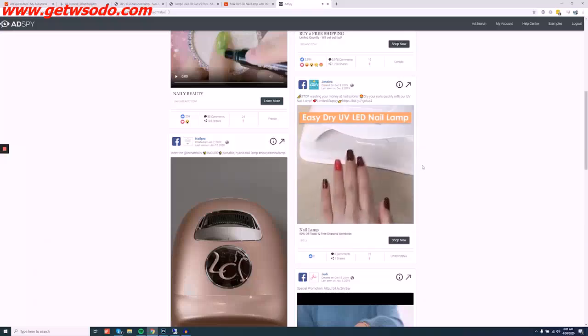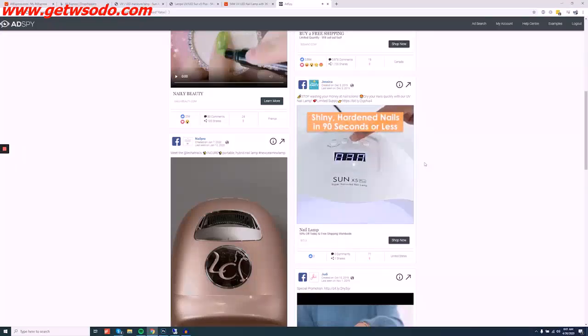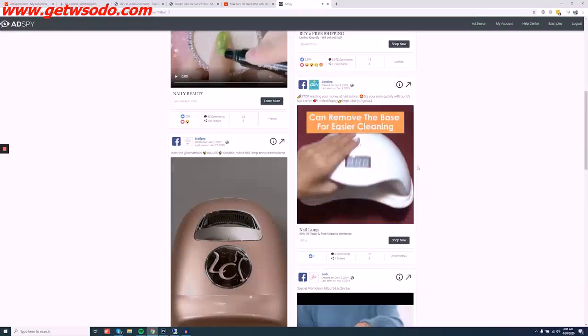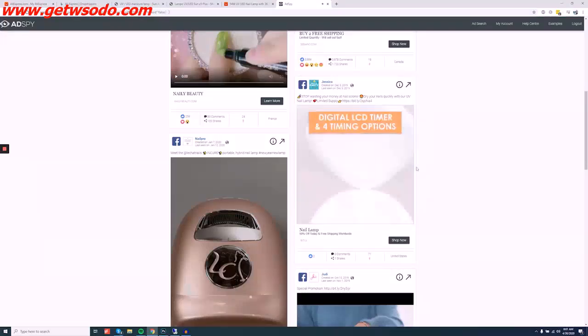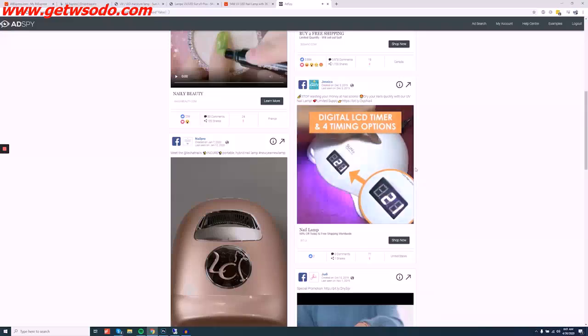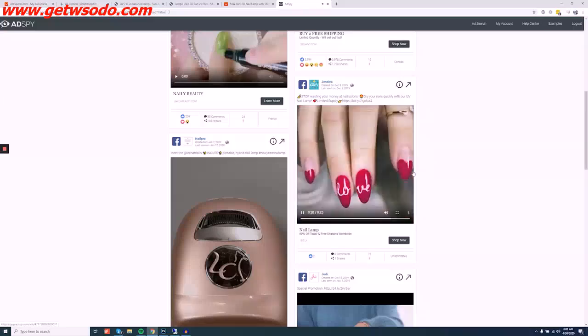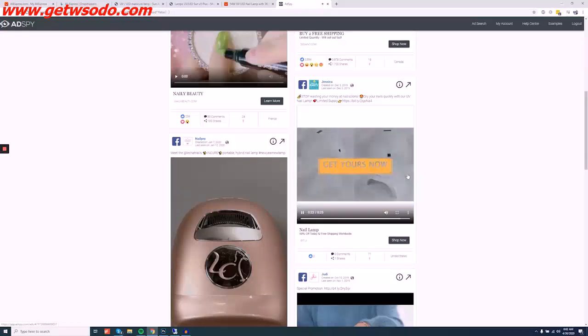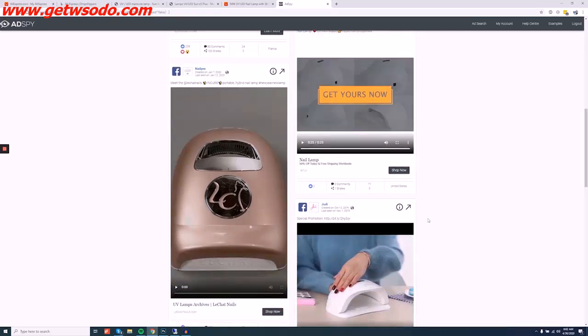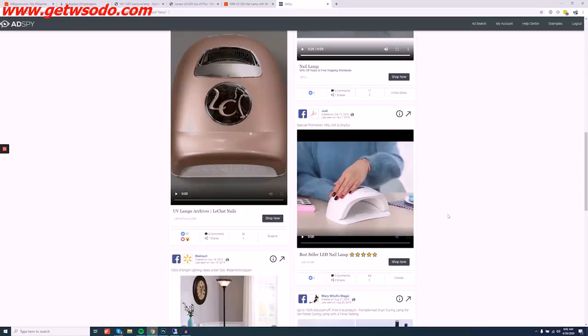So it's an easy dry UV LED nail lamp. I see. So basically it's just a tool that will let you paint your nails faster. Like you're going to save some time because your nails will dry quick, right? Versus having to wait for them to dry. So yeah, it's just a tool that's going to save you some time.